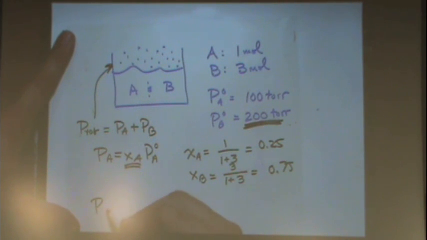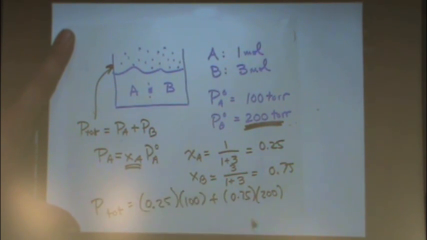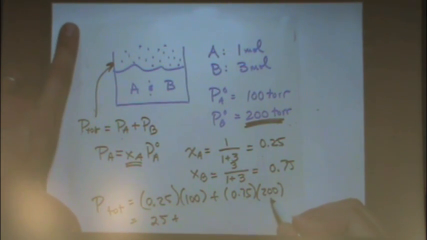And so P total would be the mole fraction of A, 0.25, times the pure pressure of A, 100, plus 0.75 times the pure pressure of B, 200. So just plug it into this equation, partial pressure of A plus partial pressure of B. In our case, this would be 25 plus 0.75 times 200, which is 150. So this would be 175.